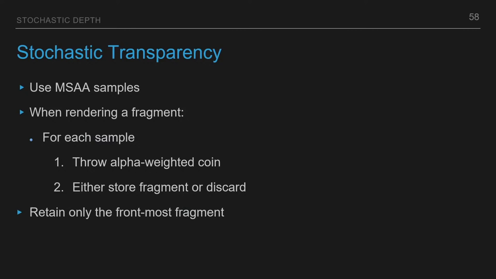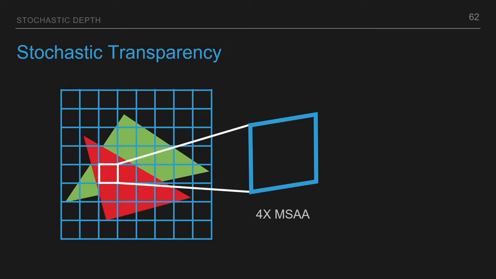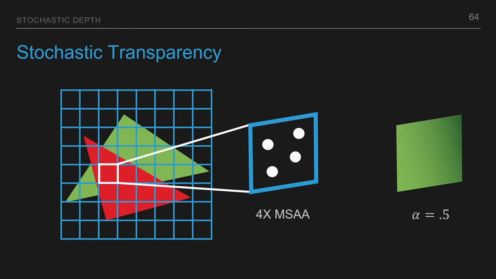So let's look at an example with two half-transparent triangles, both with an alpha of 0.5. Then we'll zoom in on this pixel and use 4 times MSAA, meaning that we take 4 samples per pixel. Then the green fragment with an alpha of 0.5 will on average be stored in half of these samples, for example these two. Then we render the red fragment, it will again be stored in roughly half of these samples, for example these two. Since it is in front, it will overwrite the green samples, and if we then blend the colors of all these samples together, we get the final color.